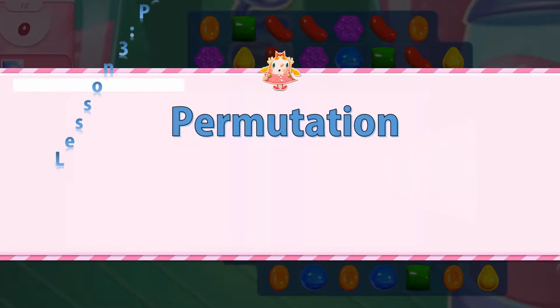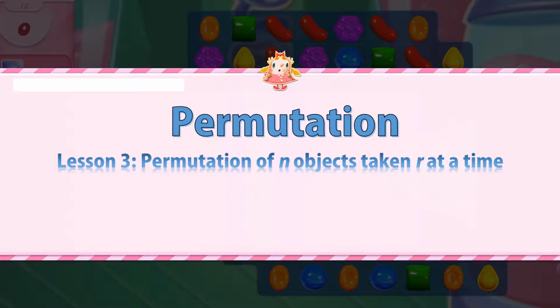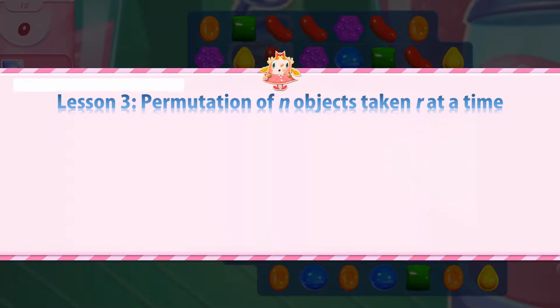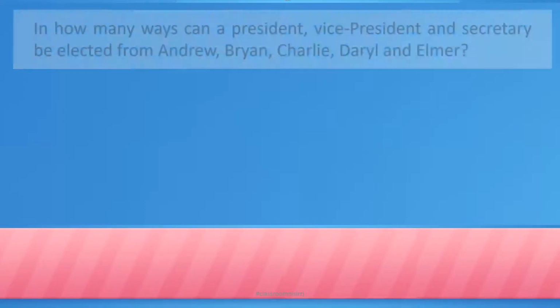Permutation. In this lesson, permutation of n objects taken r at a time. The number of arrangements of n different objects taken r objects at a time is equal to n factorial over n minus r factorial. Note that n should be greater than or equal to r. Let's try to have an example.